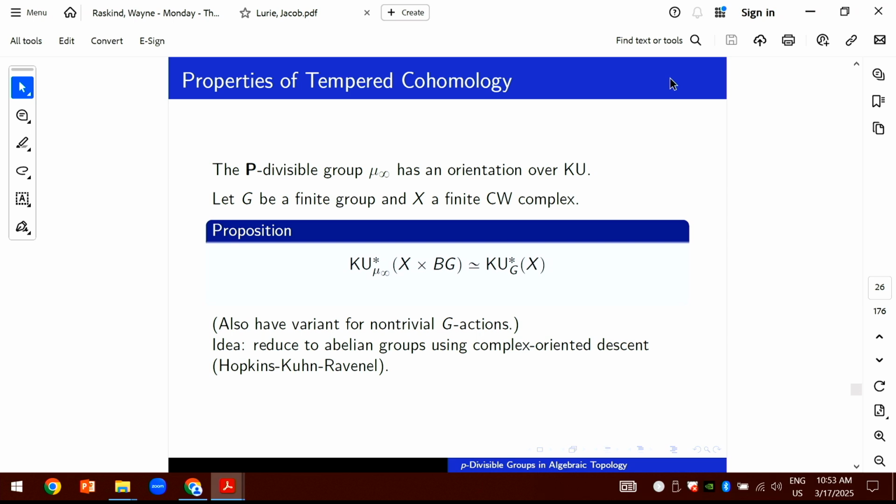And the idea of the proof is, if X is a point and G is an abelian group, this is almost a tautology. It's built into the way these invariants are defined. And the idea is you reduce to that case by a method, complex-oriented descent, which I learned from a paper of Hopkins, Kuhn, and Ravenel. That paper motivated a lot of the things that I'm telling you about right now.